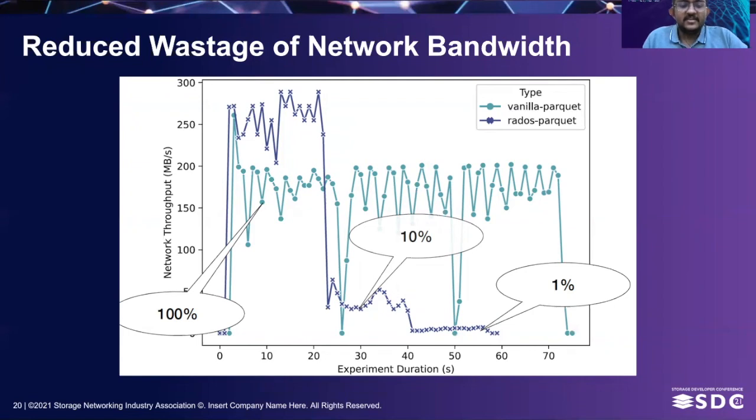There is a little catch in the 100% case where we see that Skyhook uses more network bandwidth. This is because Skyhook returns the results in LZ4 compressed Apache Arrow format, which is larger in size than highly encoded Parquet binary data. So that's the reason why in the case of the 100% scenario, the network bandwidth is a little bit more in Skyhook than without Skyhook.